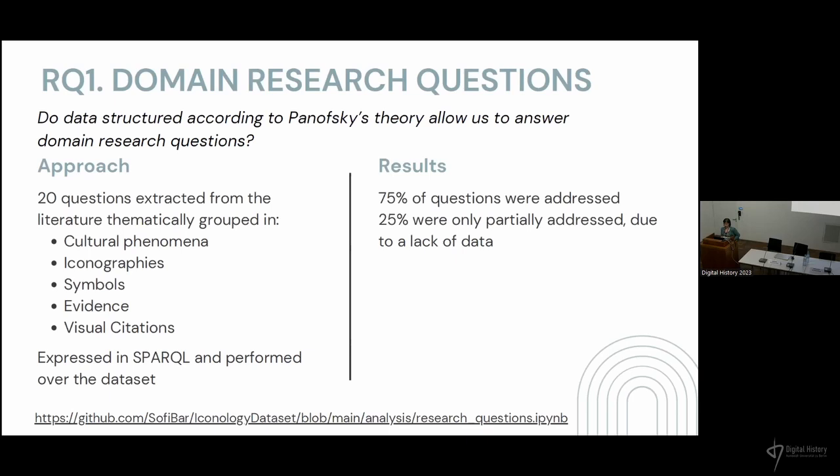They are thematically grouped in cultural phenomena, iconography, symbols, evidence, and visual citations. As a result, the major part of the questions were addressed, and small parts of them were only partially addressed because of the lack of data. For example, in the dataset there are not so many identical symbols, so it's impossible to answer the question of the evolution of symbols over time, even though the ontology potentially makes it possible. So expanding the analysis to more data, it is possible to answer this question, but not with the data that I have right now.